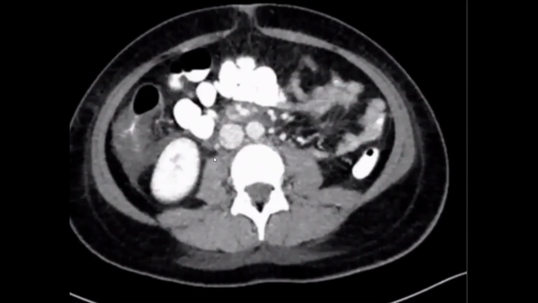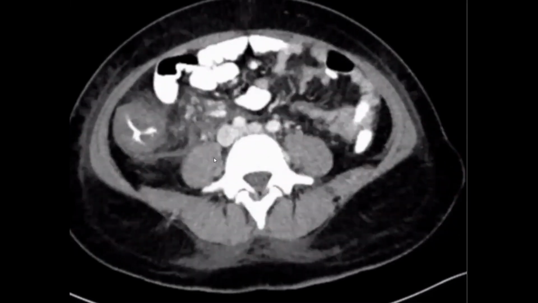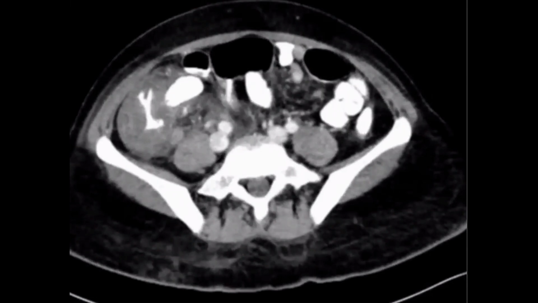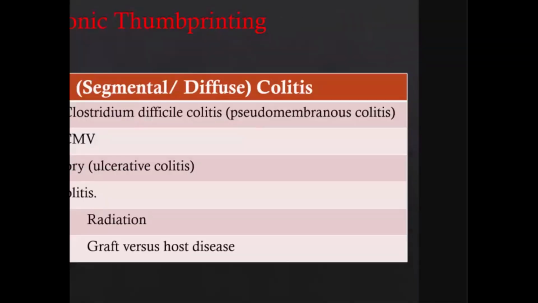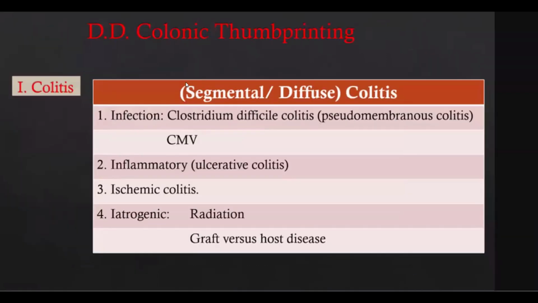So again, as you said, we have circumferential mural thickening along the ascending colon and cecum, and as we said before, this is our differential diagnosis for any colonic sun printing. We should think of colitis, either infection, Clostridium difficile, pseudomembranous colitis, cytomegalovirus, and inflammatory ulcerative colitis. Both of these can involve the whole colon to make pancolitis. Ischemic colitis can take any segment of the colon. Iatrogenic, secondary to radiation or graft versus host disease, which occurs in bone marrow transplantation.